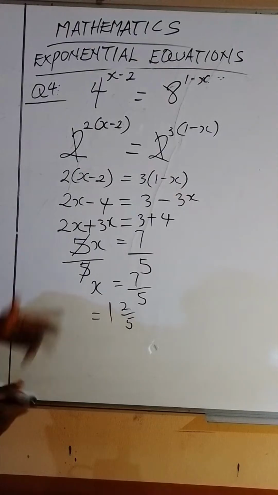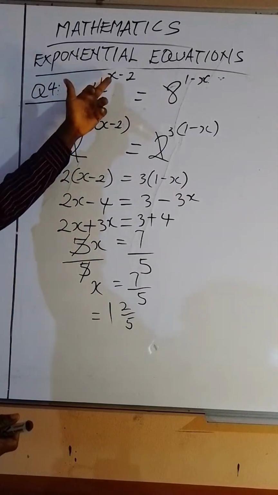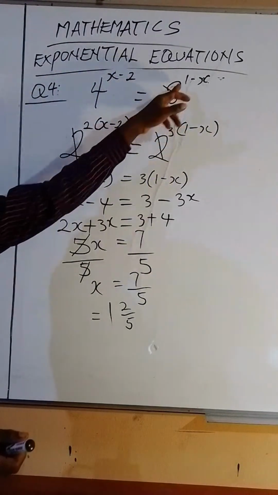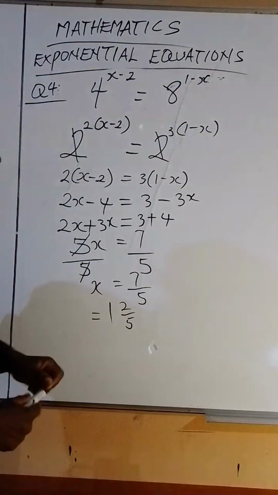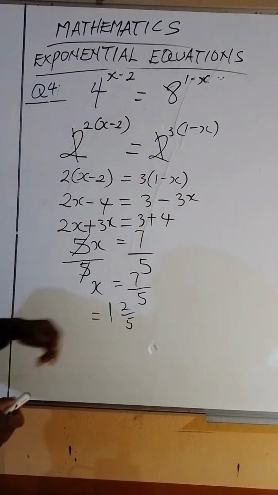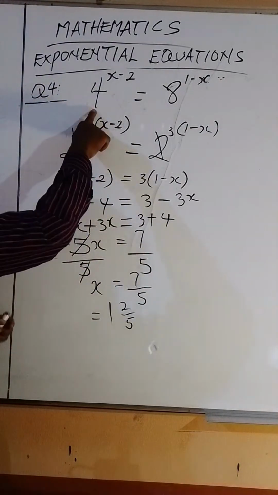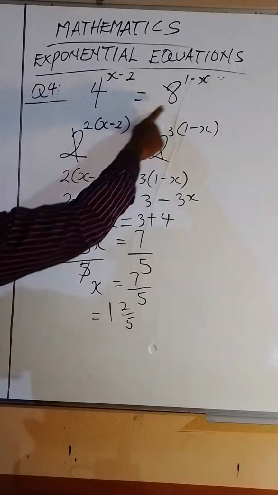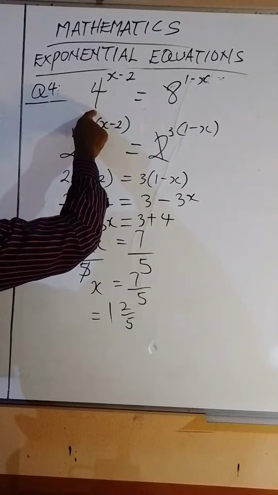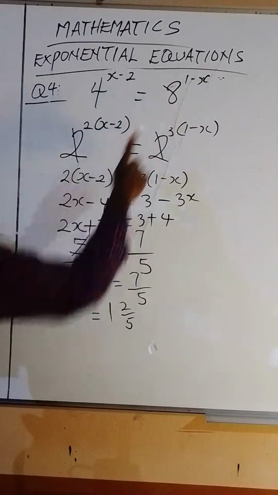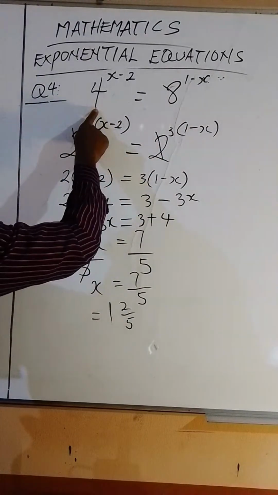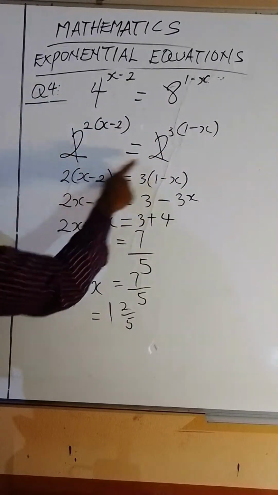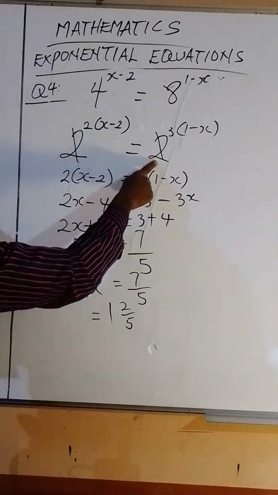So we are given 4 raised to the power x minus 2 equals 8 raised to the power 1 minus x. This is the fourth question for today, question number 4. Now the idea remains the same, it has not changed. We are to equate the bases. So this is 4 and this is 8. They are not equal. Now how do we make the bases equal? By placing 2 and 2 here.